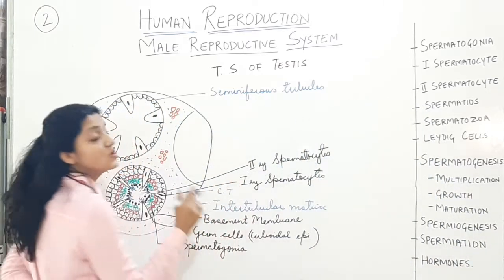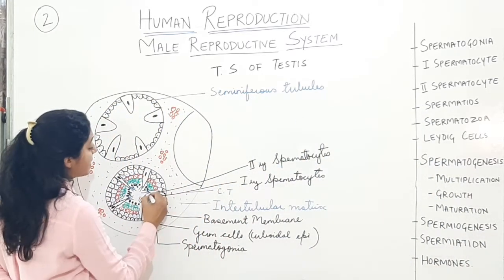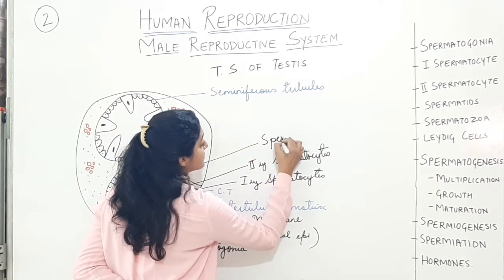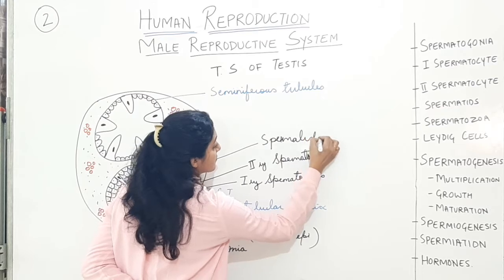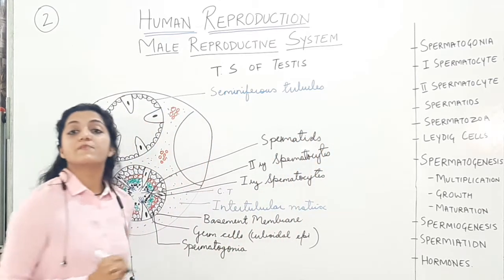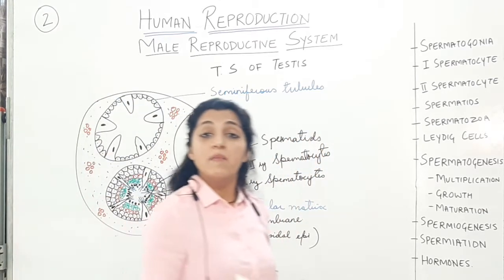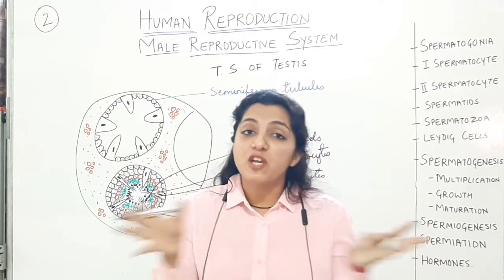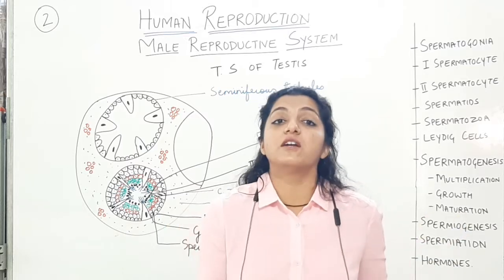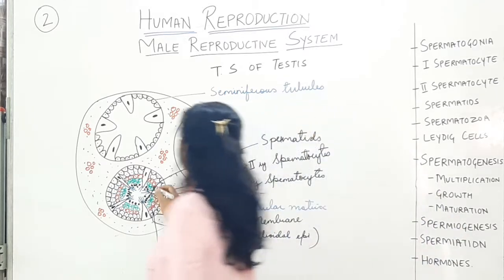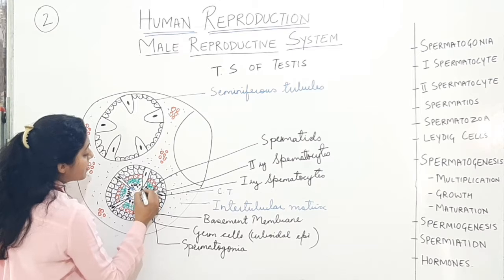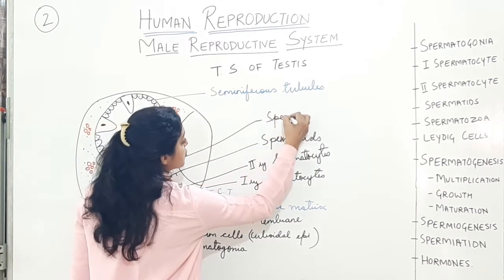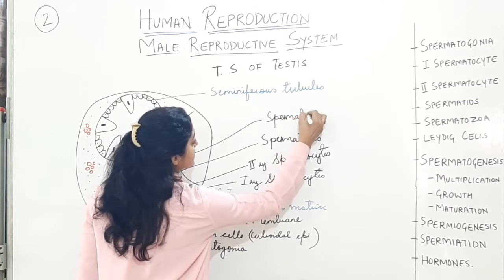Secondary spermatocytes again differentiate, undergo division, and produce the spermatids. These spermatids then undergo morphodifferentiation. Their shape changes, they morphologically differentiate, and they produce what are called sperms or the spermatozoa. Spermatozoa or the sperms.